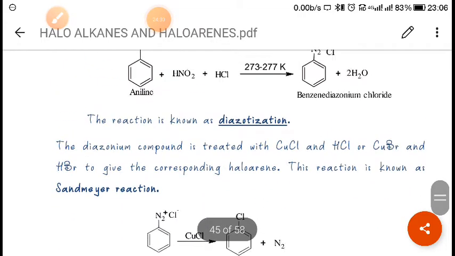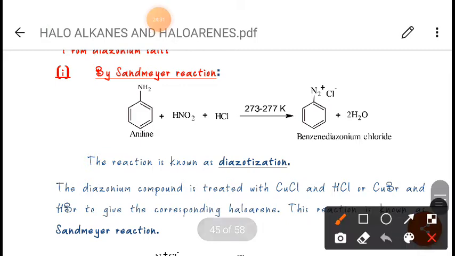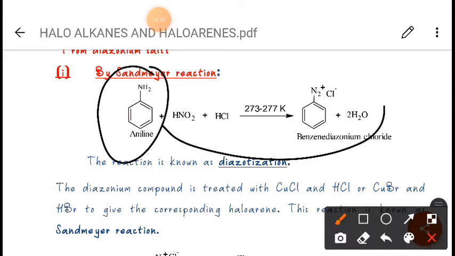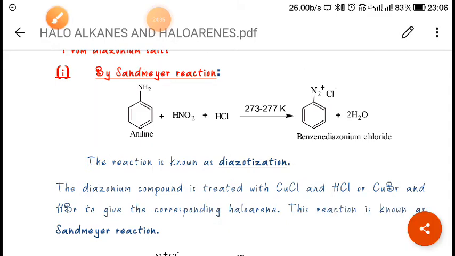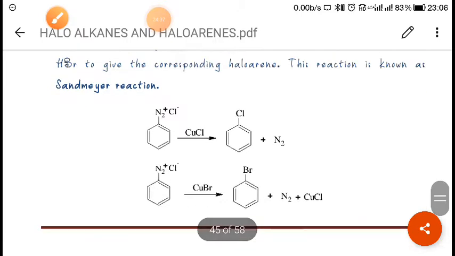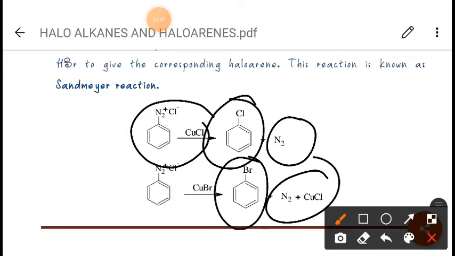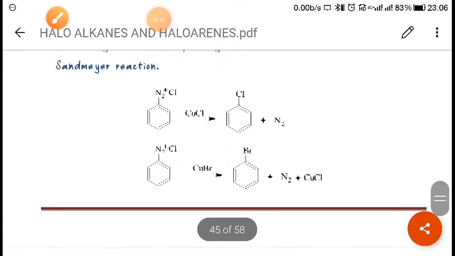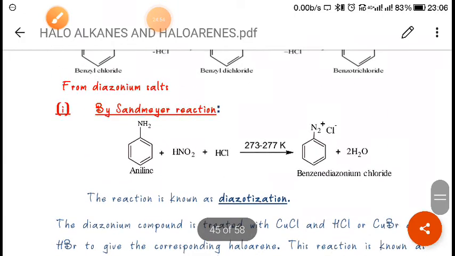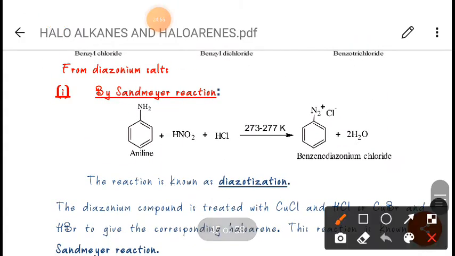As you can see, in the first case we used aniline, which formed benzene diazonium chloride. After that we used CuCl, so in presence of CuCl we have got this and this, and if we use bromine, we will get this and this. I hope we have understood this alkyl halide, aryl halide, and what the Sandmeyer reaction is, right?